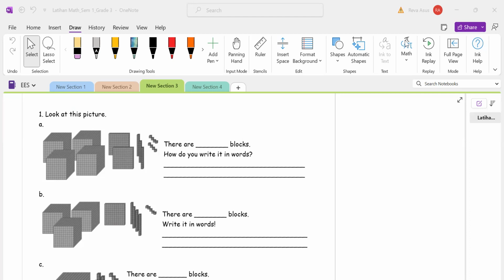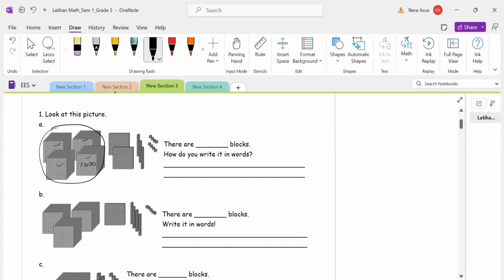Let's start from number 1. Look at this picture. There are how many blocks? Let's do the fastest way. If you see the cube, one cube has 1000 blocks. If it is 1, 2, 3, 4 cubes, so it has 4000 blocks.